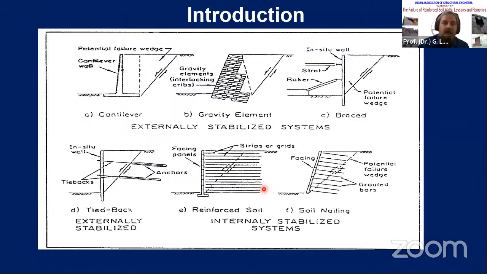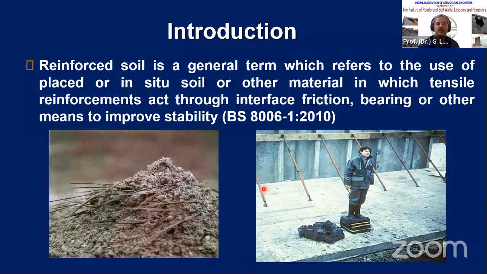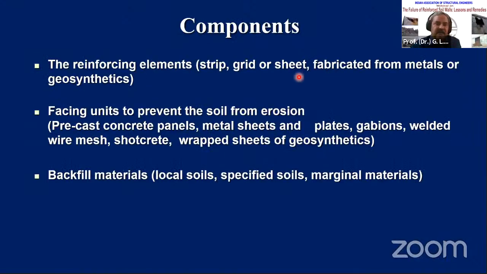When you look at a BS code, the British code, reinforced soil is essentially a general term which refers to the use of soil, either placed or in situ. It can even be soil nailing, or placed reinforced soil in which the tensile reinforcements act through interface friction. It was Henry Vidal who discovered this. So either interface friction, bearing, or other means to improve stability. That's what it says. We have the reinforcing elements, the facing elements, the backfill soils, and you have some options here.